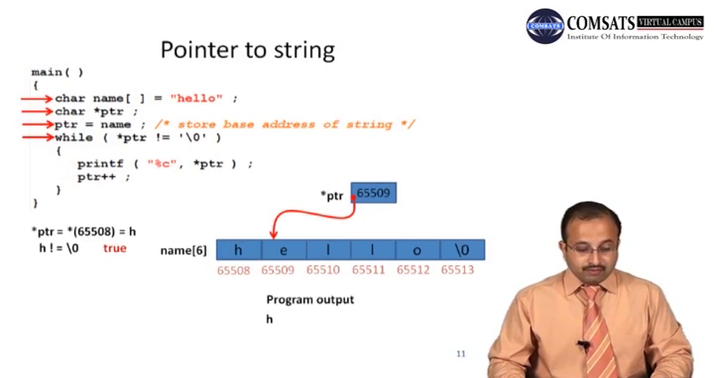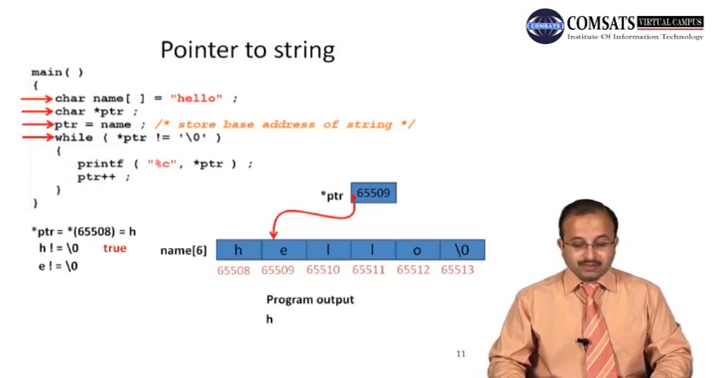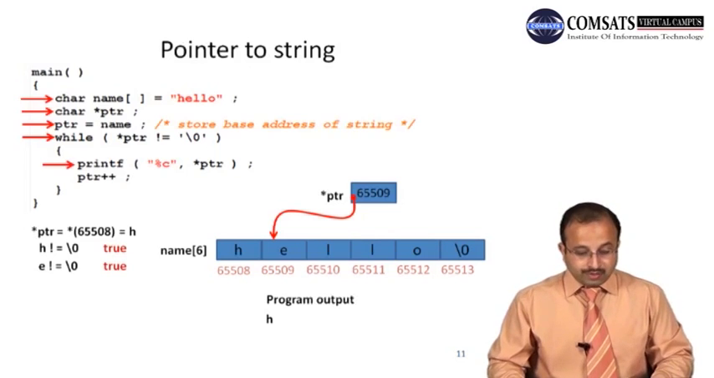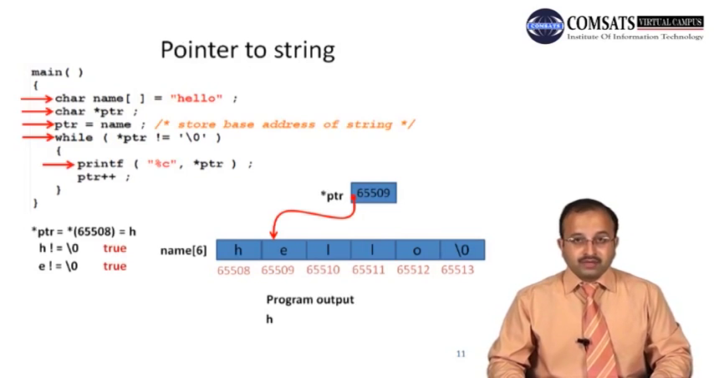And then we have a condition in the while loop, *PTR is not equal to null. What is *PTR? *PTR is *65509, that is value at address 65509, and that value is e. So e is not equal to null, the condition is true, and then it comes inside the loop and executes this printf statement. Now in this printf statement we are going to print the character. Which character? *PTR, and *PTR is *65509.